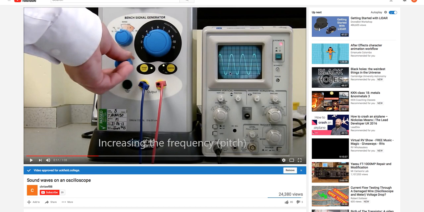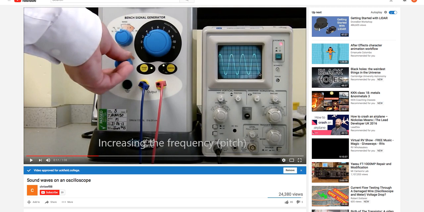Now, this looks like a transverse wave. It isn't. What's happening is that this machine, the oscilloscope, causes a bright spot to move across the screen. And the signal generator makes the spot move up and down at the frequency that's set on here. So as the spot moves up and down, it moves across the screen and you get this nice wave pattern.